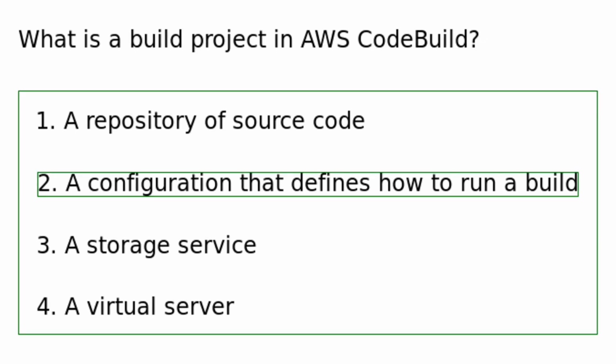A build project in AWS CodeBuild is a set of configuration settings that define how to run a build.